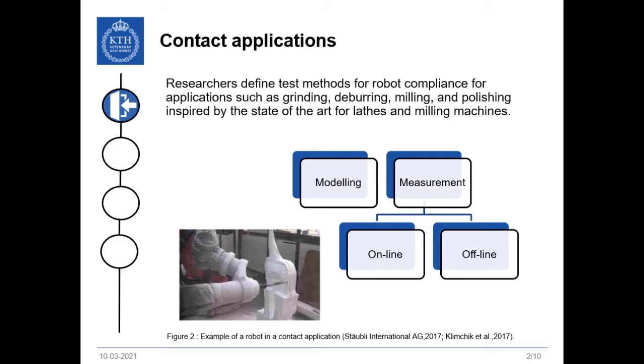There are a priori modeling approaches employing finite element analysis that are usually reserved for robot manufacturers and researchers, and a posteriori measurement approaches to evaluate compliance or stiffness. There are online approaches that identify the stiffness of an industrial manipulator from features of a machined workpiece, and there are offline experimental approaches. This work focuses on offline experimental approaches.